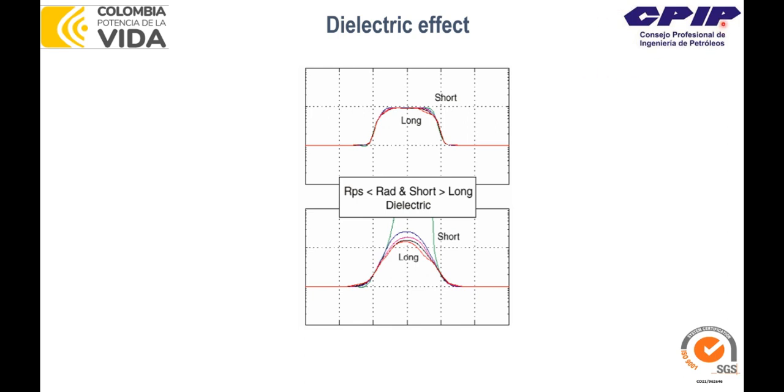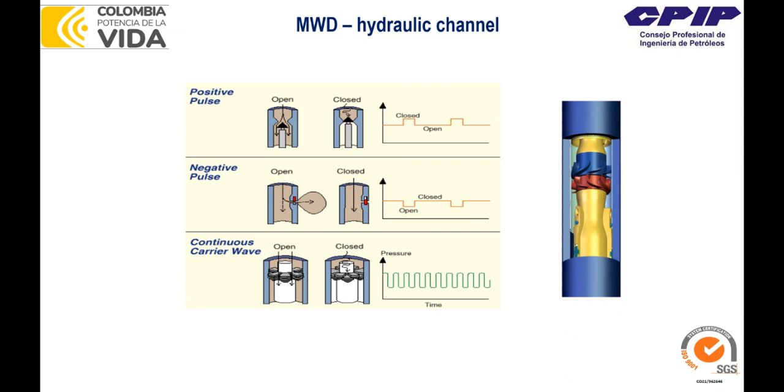Okay, so we're moving further. And now just a quick slide for the telemetry, because we have to remember that the main tool which transmits the data from the downhole to the surface is our telemetry tool, which is MWD, measurements while drilling. The main part of the transmission is the pulse generator.